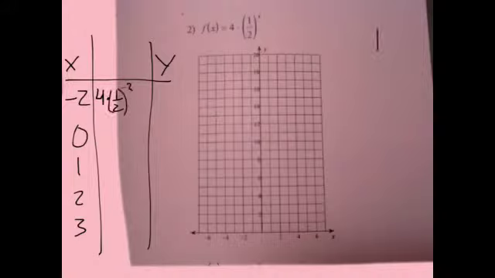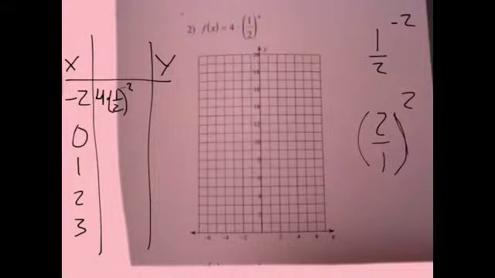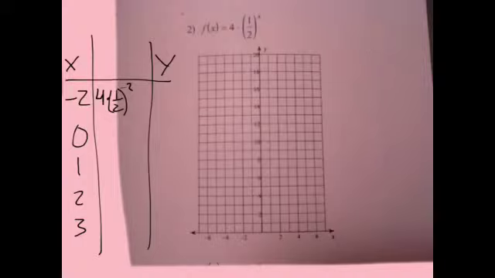Well, if you have a fraction and you give it a negative power, it just becomes this flipped, so 2/1 to the positive power. So 1/2 to the -2nd power is going to be 2 squared, which is 4. So 4 times 4 is going to give me 16. And now when I plug in 0, 1/2 to the 0 power is just 1. So that's going to be 4, because 4 times 1.